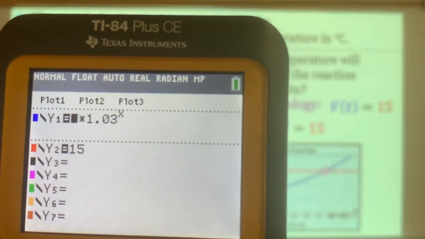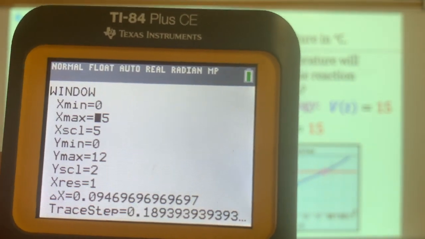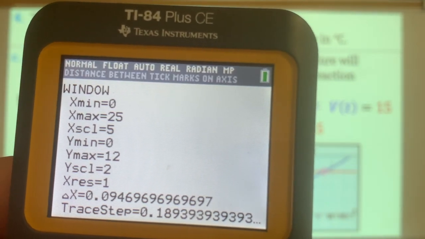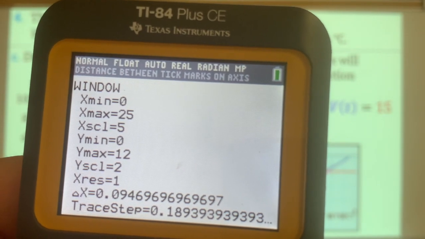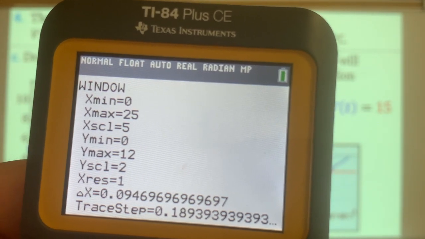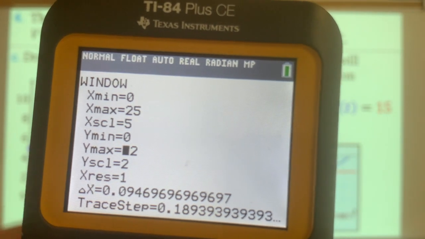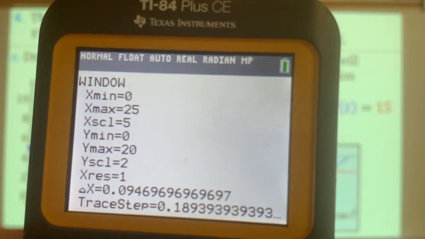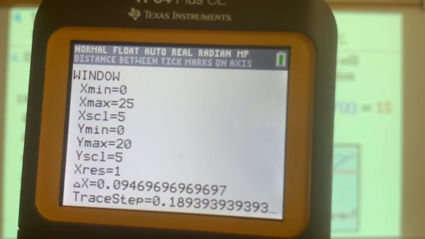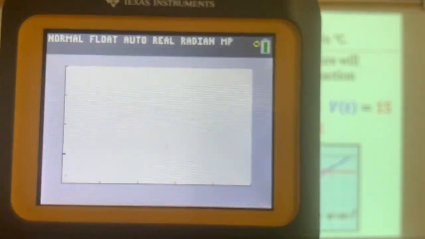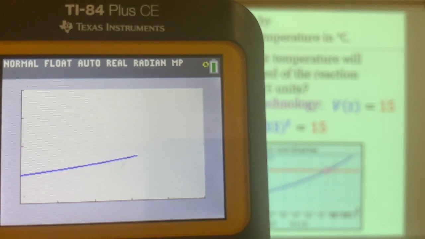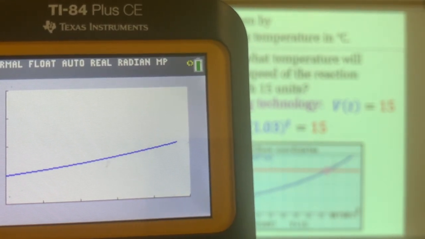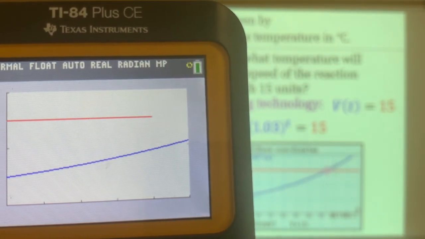What did I do here? Why isn't it fitting? Window. Y max is 12. What are we at? 15 units. Okay, so I'm not using that one. I'm just going to go 20, and then make my scale 5, because notice it didn't fit in my initial graph. And it's not going to fit on the graph we're using there either. It should. What's going on here?